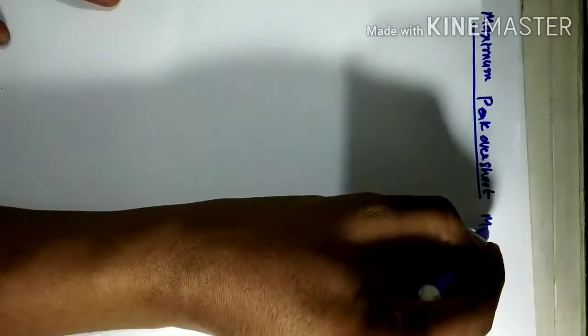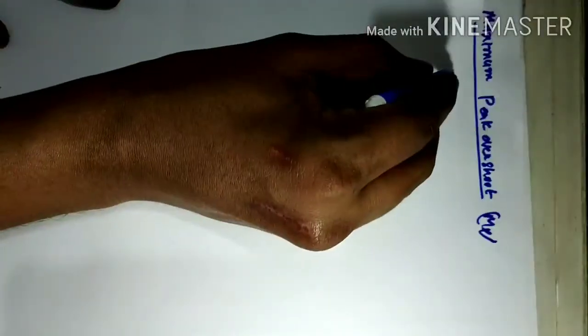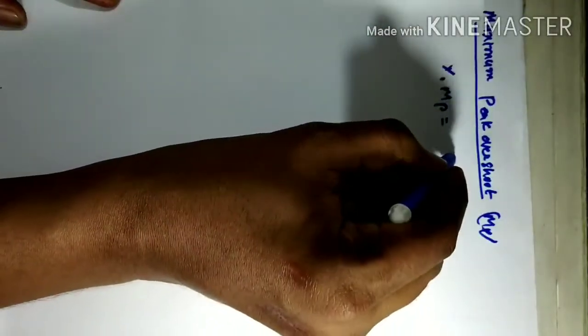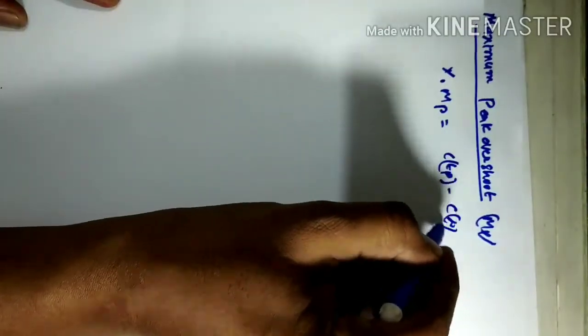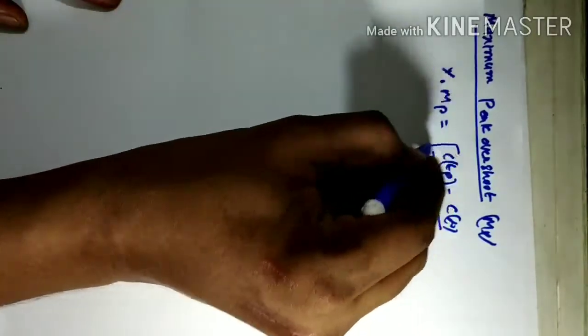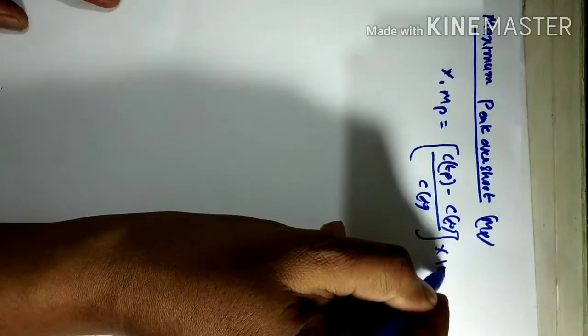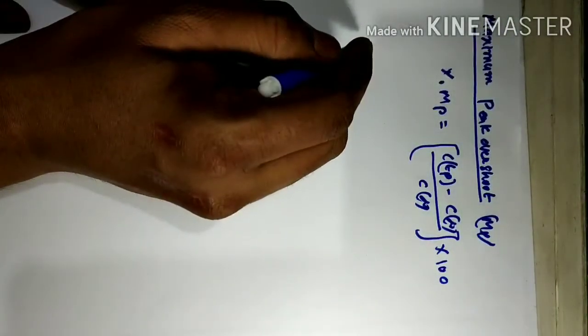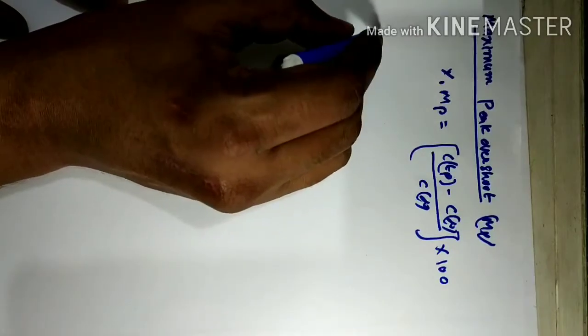Maximum peak overshoot, that is Mp. You know that percentage of Mp, the formula is (C(tp) minus C(infinity)) by C(infinity) into 100. So you just substitute from this expression. What expression do we have?